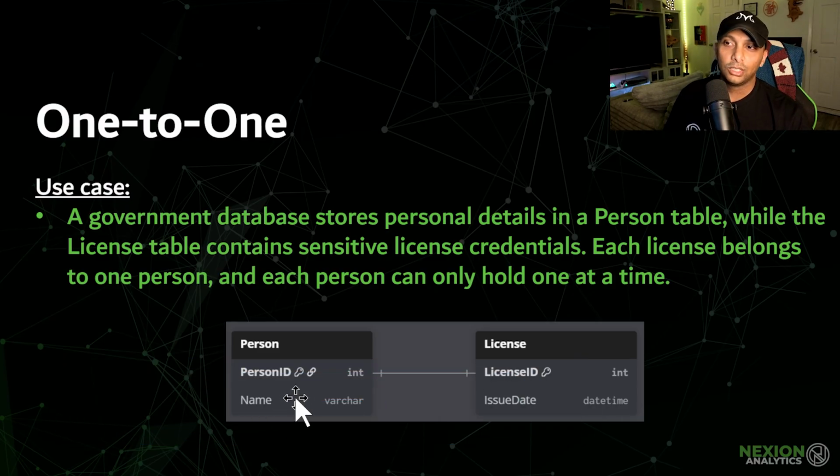So here we have the person ID and we have the license ID as well. So they're both the same person, right? Because you can only have one license. So only one person is connected to one license. So that's just an example of one-to-one.